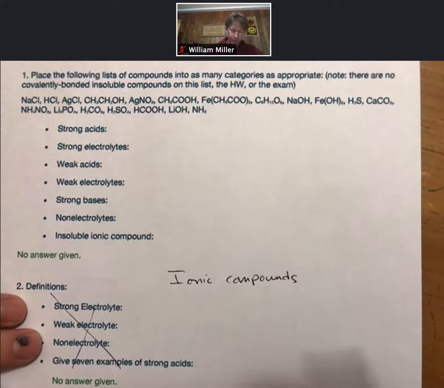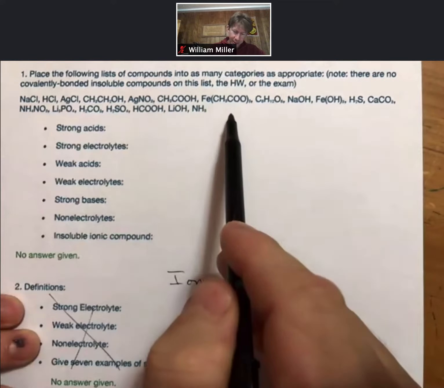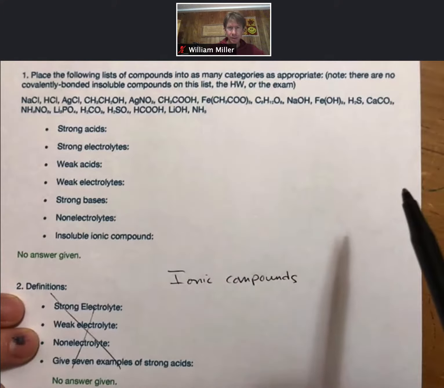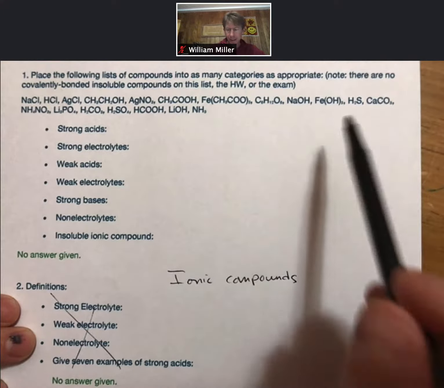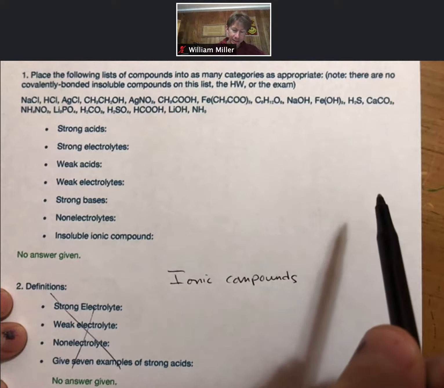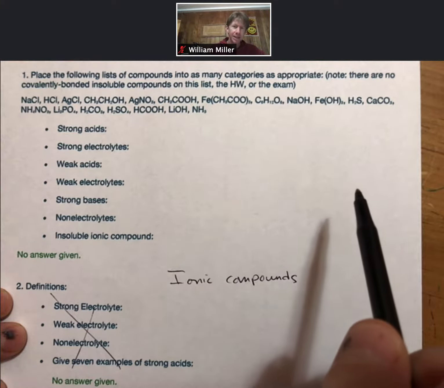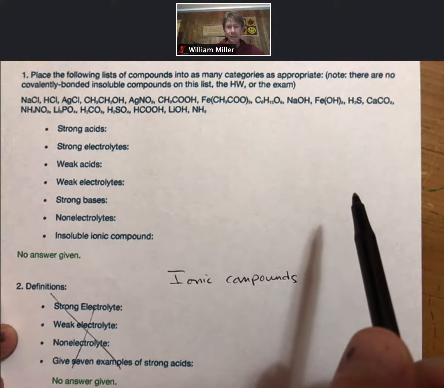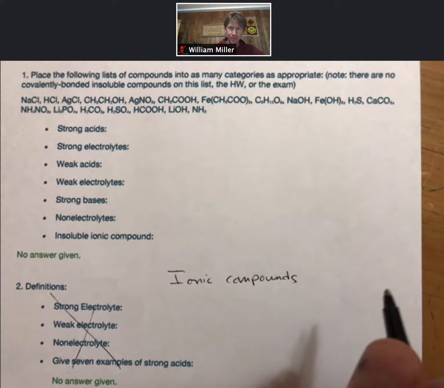I'd like to work through classifying this list of compounds into as many categories as appropriate. And it does say, note there are no covalently bonded insoluble compounds. That means the only insoluble compounds are going to be compounds that we find on our solubility list to be insoluble. And that means they're going to be ionic compounds.